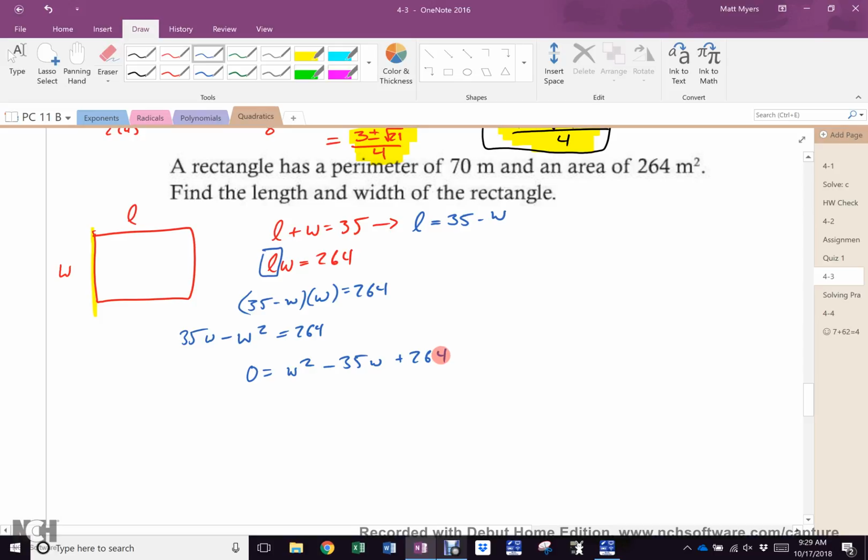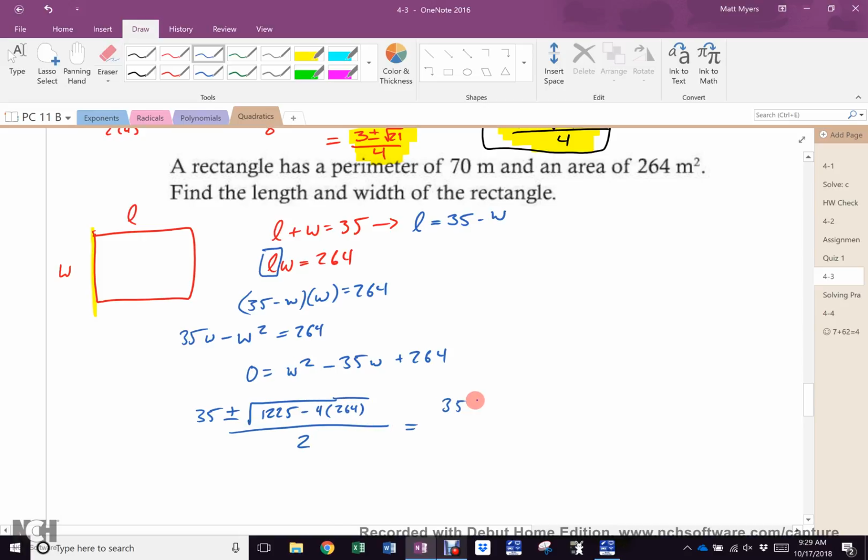Could I complete the square? I could, but that would mean we'd have to divide 35 by 2, and 35 is not an even number, so we're going to get into decimals. Blech. So what should we use? Quadratic formula. 35 plus or minus the square root of 35 squared, which is 1,225, minus 4 times A, which is 1, times 264, right? Over 2 times 1, which is 2.